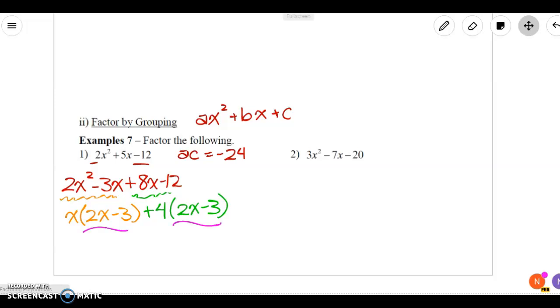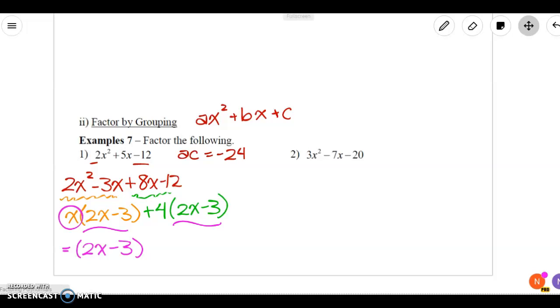That actually gives me my next piece I can factor out. So I'm not done factoring yet. I can now factor out, and I'm going to keep it in brackets, 2x minus 3. And what's left when I factor that out? Take a look at what I left behind.